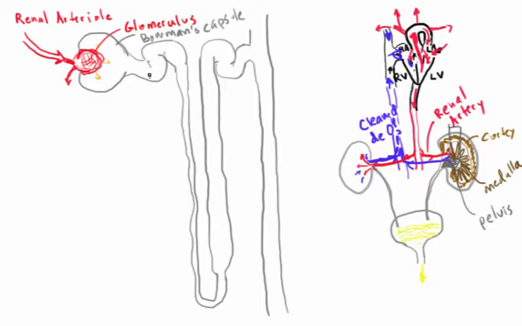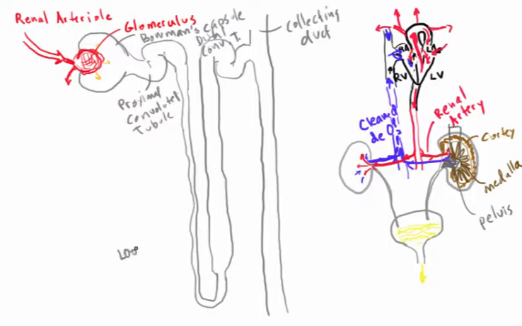Bowman's capsule we already put on. This will be the proximal convoluted tubule. Distal convoluted tubule, this will be the collecting duct. And this is a long stretch downwards and upwards. This is the loop of Henle, this whole thing. And by the way, we've actually looked at the two layers that we discussed earlier.